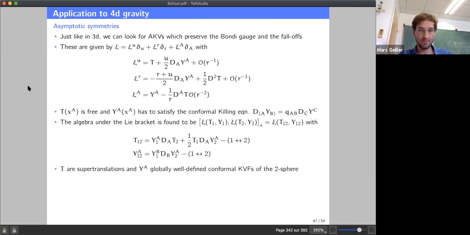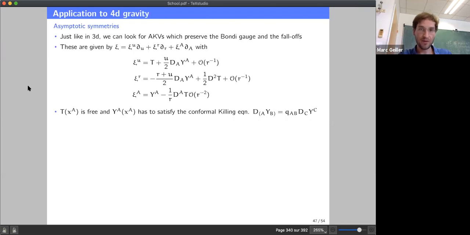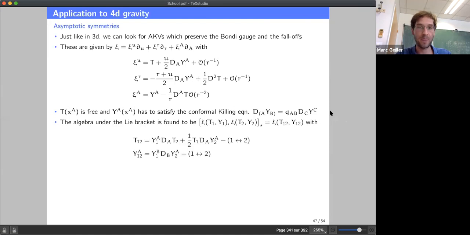Okay, so if we did this, we would find these Killing vectors, again with a u component, a radial component, and an angular component psi^A. Now, the important thing to mention here is that the function on the sphere, T, is completely free, while the 2 functions on the sphere, Y^A, have to satisfy the conformal Killing equation, which is this equation given here.